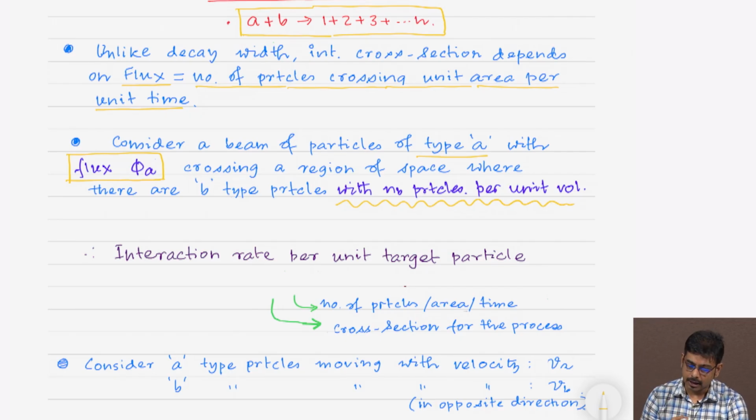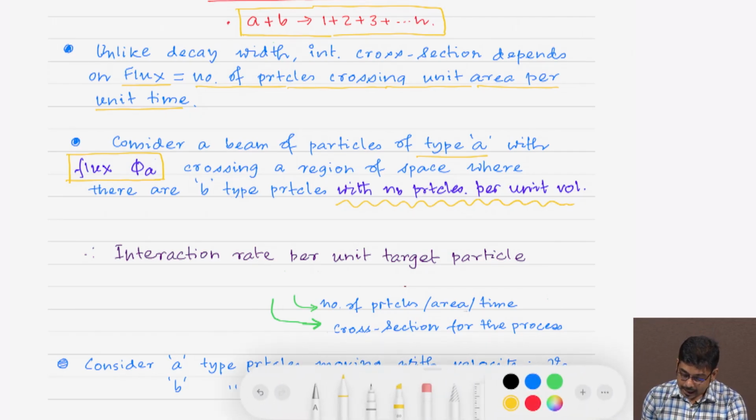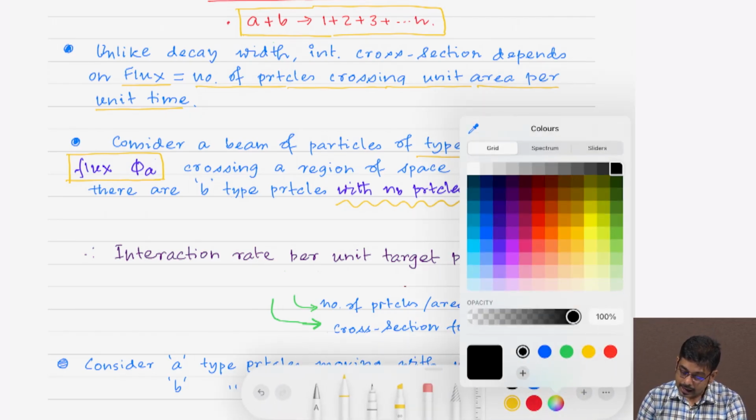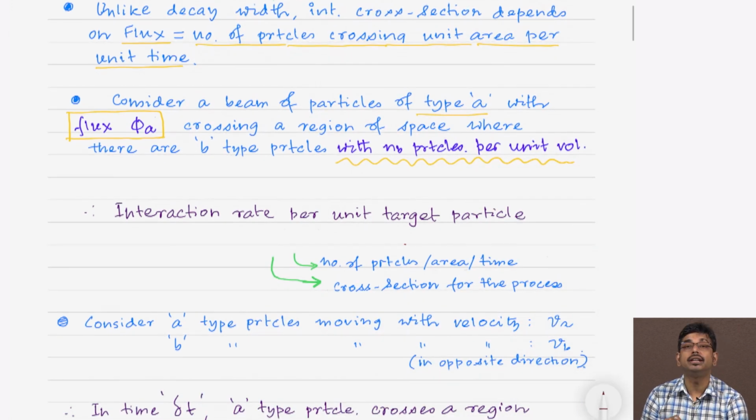Okay? So, this is my given problem, and then I ask the question: can I find the interaction rate per unit target particle, if I am given that A type particles with flux phi A are hitting NB particles per unit volume? That is the question I am asking: what will be the interaction rate per unit target particle?